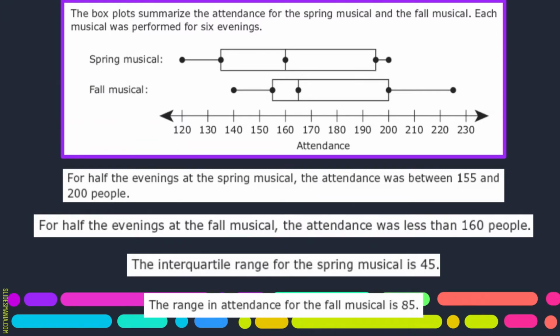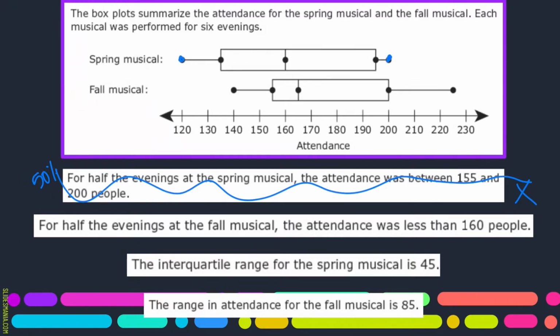The box plots summarize the attendance for the spring musical and the fall musical. Each musical was performed for 6 evenings. For half of the evenings at the spring musical, the attendance was between 115 and 200 people. So for half of the evenings, which means 50% of our data, it was from 115 to 200. That is not true. That from 155 to 200, since it's from our minimum to our maximum, that actually represents 100% of the musical evenings.